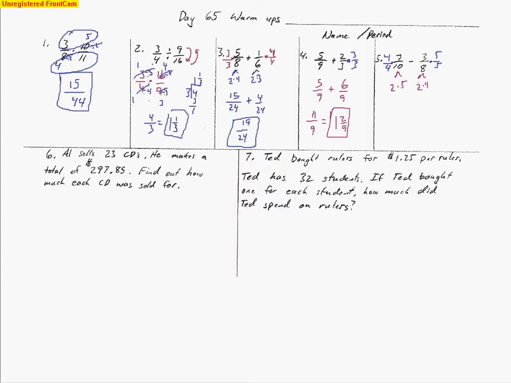So now we go ahead and multiply across. And I've got 28/40, and I'm taking away 15/40. So I do that subtraction, leaves me with 13/40.